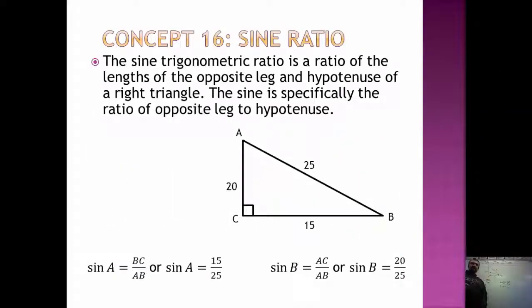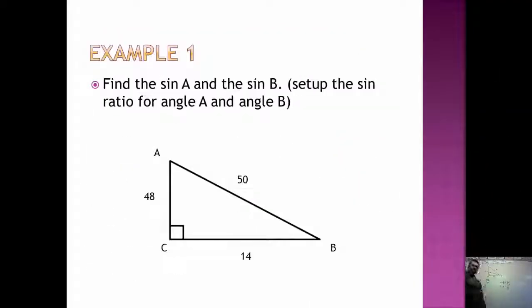Alright, let's do example 1. Let's practice setting up the sine ratio and maybe using it to solve problems. So we're using SO. Let me redraw that triangle. In this case, it looks just like the one I had. Unfortunately, I erased it. C, B, A. They tell me this over here is 48, this is 50, and this is 14.